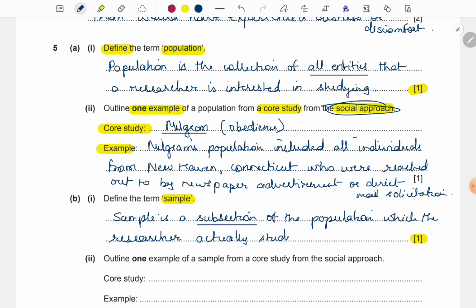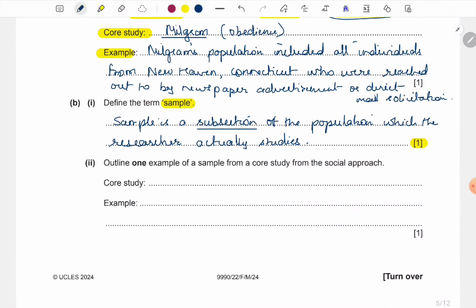Now they've asked the next question similar to the previous one. Outline one example of a sample from course study from social approach. Again, respect the fact that they've asked from social approach. If you give from any other approach because you don't remember from the social approach, you're definitely losing marks, you're not getting any credit at all. It might as well be better to skip this question in that case. In the A levels exams, don't assume you just have to fill the pages or you just have to write something to get marks. Writing something irrelevant does not get you marks. Just keep that in mind.